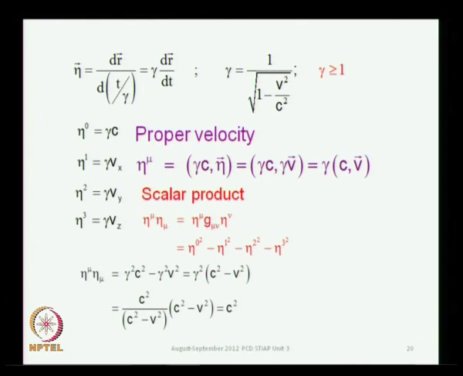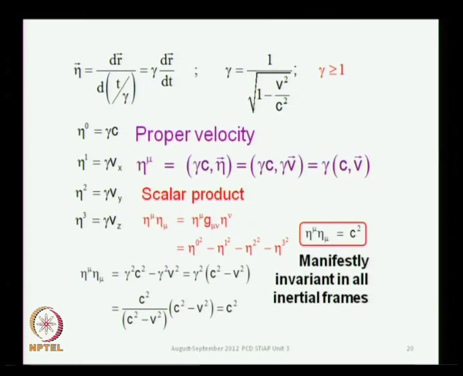Which satisfies us that our rather unorthodox way of defining velocity, which is to take the ratio of proper length to proper time, this unorthodox way of defining the velocity is well justified and very well rationalized. So, this is an obviously invariant quantity in every inertial frame.